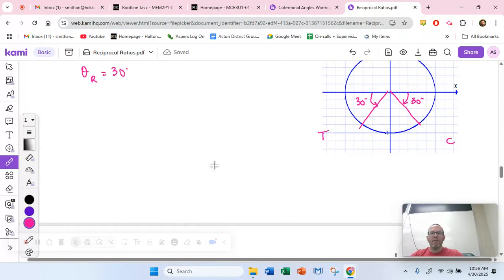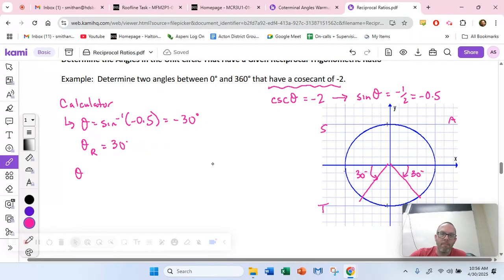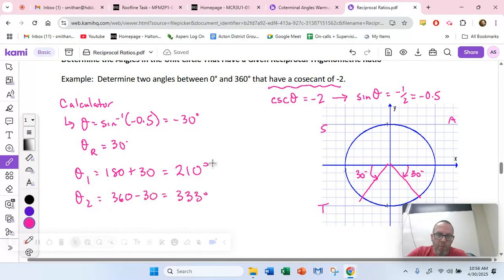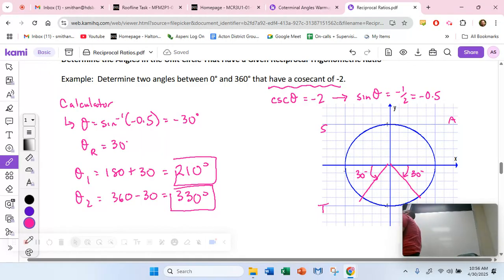All right, let's tie a bow on this. You guys have done really well. So what are our 2 angles? We can get 1 by looking at what is 30 past 180, 210. And for our second, what angle is 30 less than 360, 330 degrees. Boom. So it's some new tech for you guys. Reciprocal just means flip. And then we did the things we've been doing the past few days. Just flipping first.